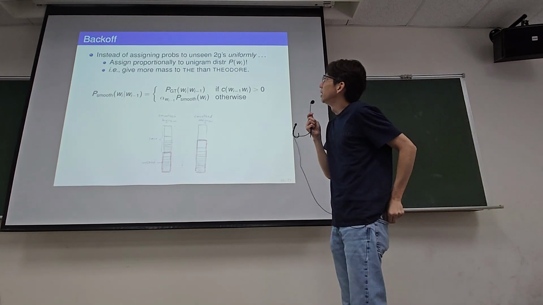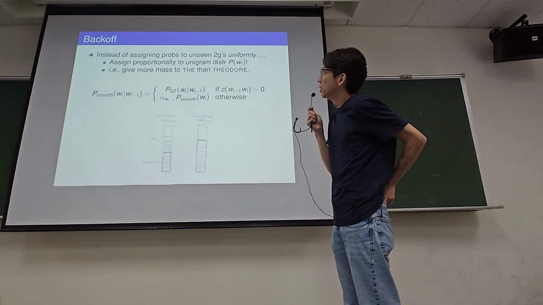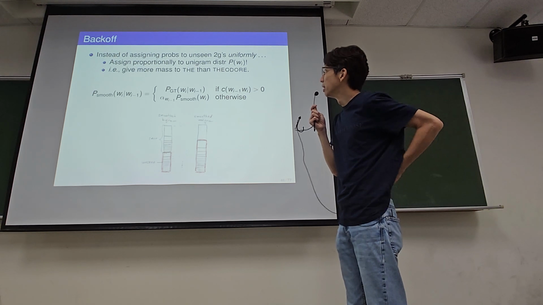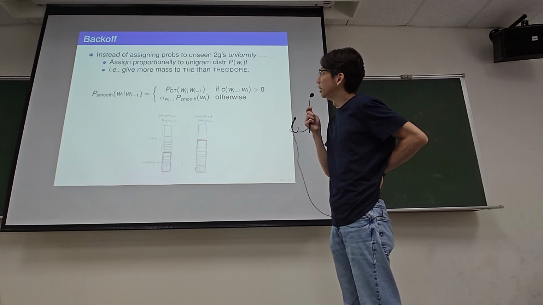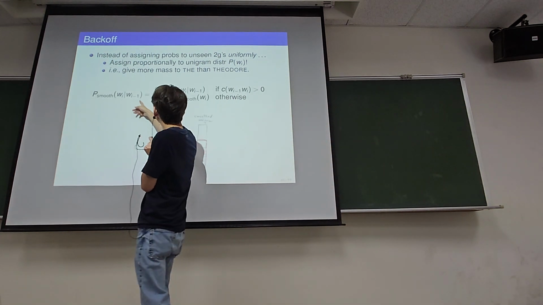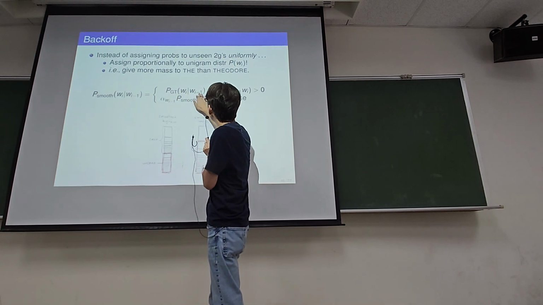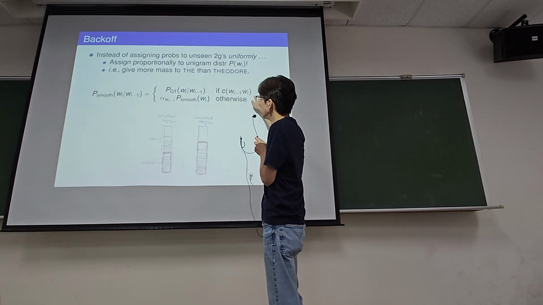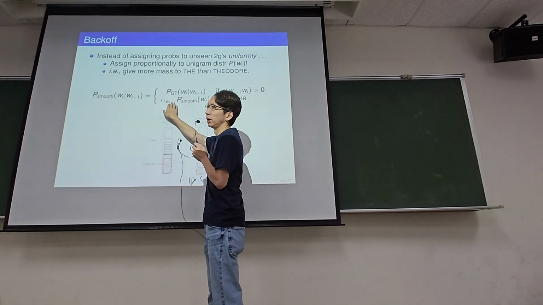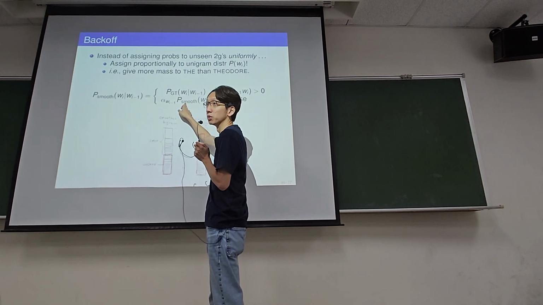So instead of assigning probability to unseen trigram uniformly, you assign proportionally to the unigram distribution of P of Wi. So it gives more mass to the than to Theodora. So the probability of this smooth Wi given Wi minus 1 will be equal to the Good-Turing estimate of P of Wi given Wi minus 1 if the count is greater than 0. Otherwise, it goes to some constant alpha of Wi minus 1 times the unigram counts of the previous words.